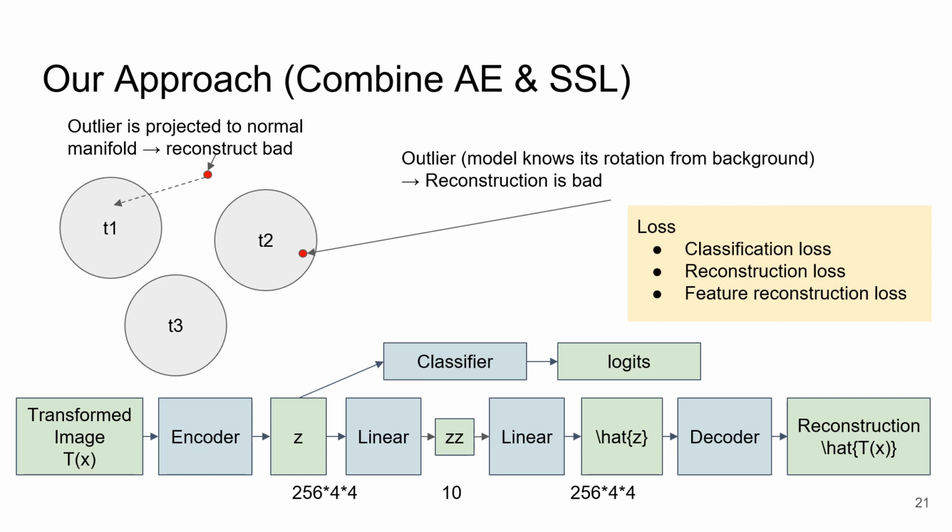So based on this observation, we propose our approach. We combine autoencoder and self-supervised learning. First, if the outlier is isolated, we can project the outlier to the normal manifold. Because within this manifold, the autoencoder only reconstructs inliers, if an outlier is projected to the normal manifold, it will reconstruct very badly. And second, if the model knows its rotation from the background, this outlier will locate on the normal manifold, so it will reconstruct badly. So our idea is very simple.